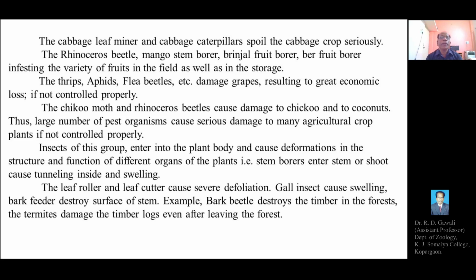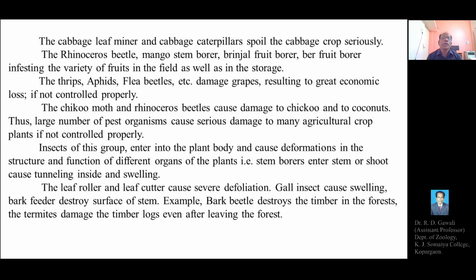The cabbage leaf miner and cabbage caterpillars spoil the cabbage crop seriously. So these are the insect pests which are attacking the cabbage. The rhinoceros beetle, mango stem borer, brinjal fruit borer, bear fruit borer, infesting the variety of fruits in the field as well as in the storage.